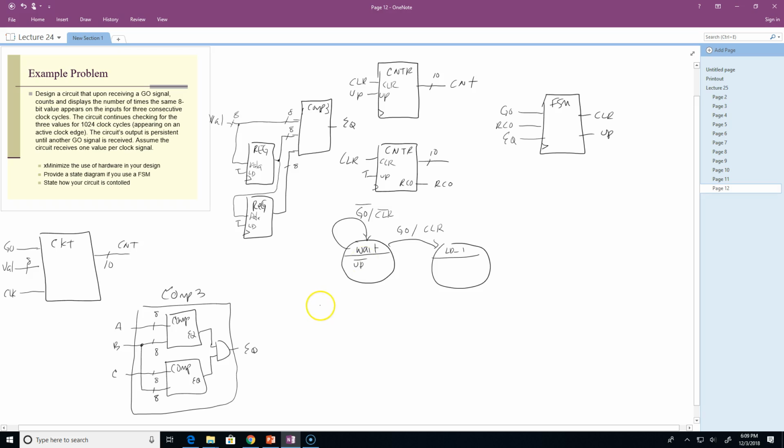So I need to put 2 notes on this thing. So say up equals 1, increments. You know what? I'm not going to put that there.